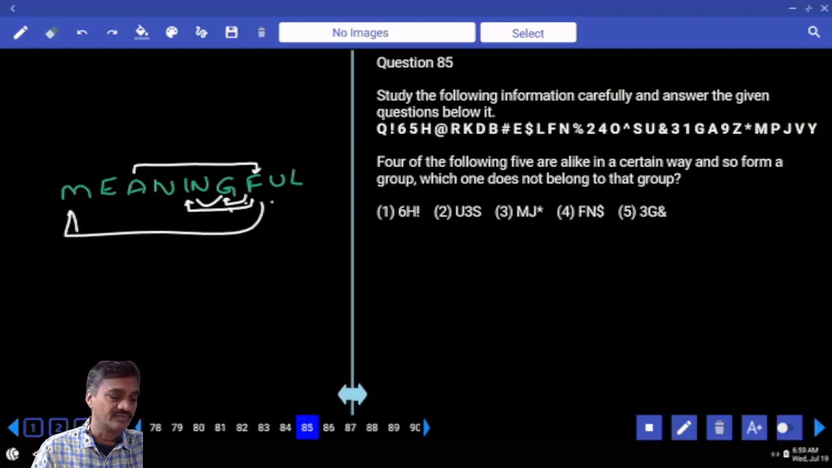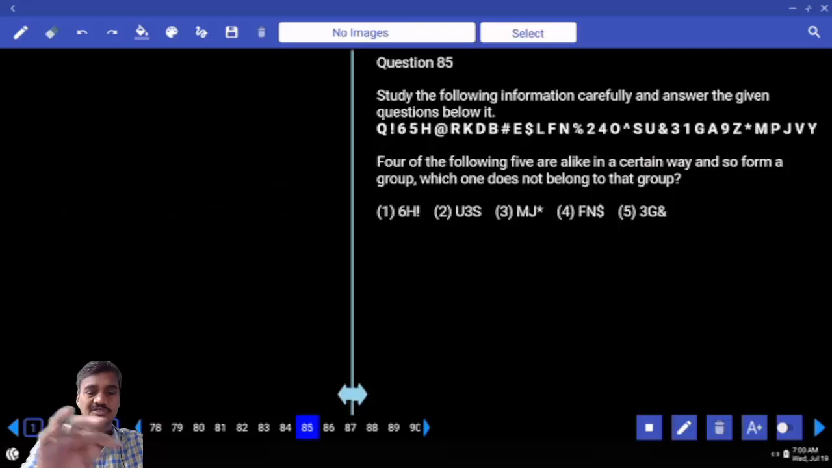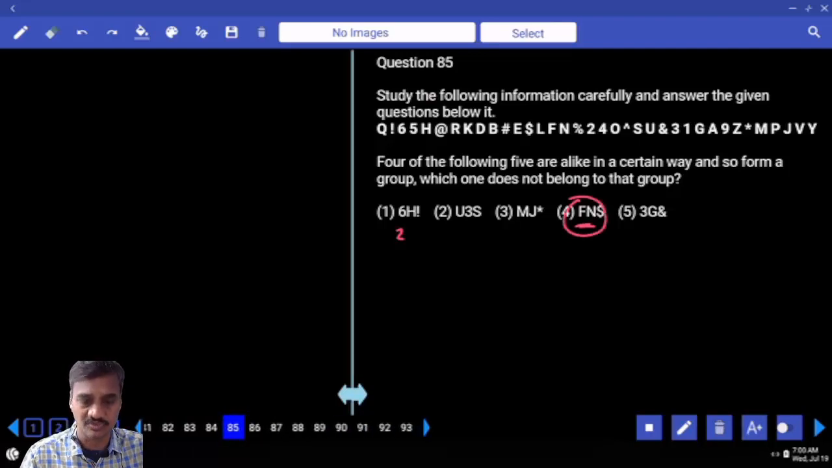Then 85, it is based on sequence. Now 4 out of the following means it is an odd one out. Then 6 and H plus 2 alternate letters, and U and 3 alternate, M and J alternate, F and N they are consecutive letters. And so what is your answer here? 85 is choice 4, except choice 4. In the remaining, the difference between the first 2 elements is plus 2, plus 2, plus 2.